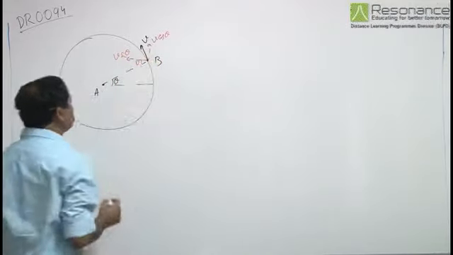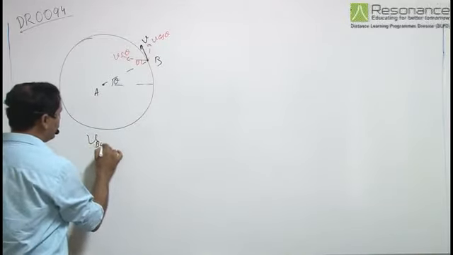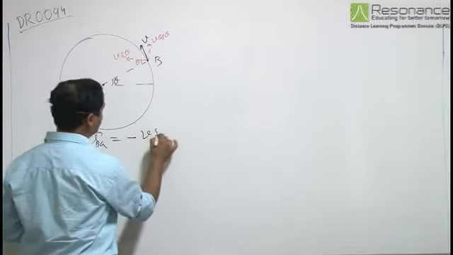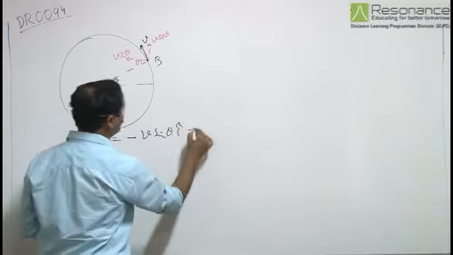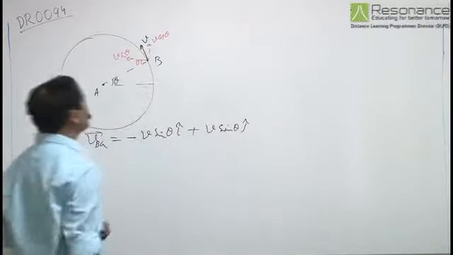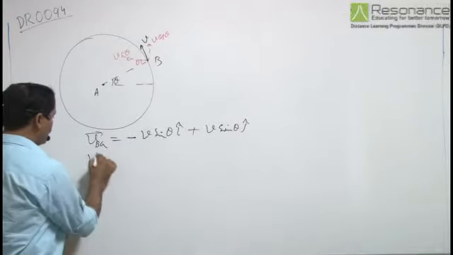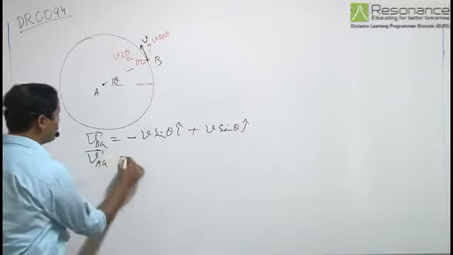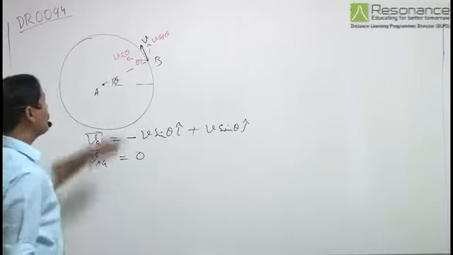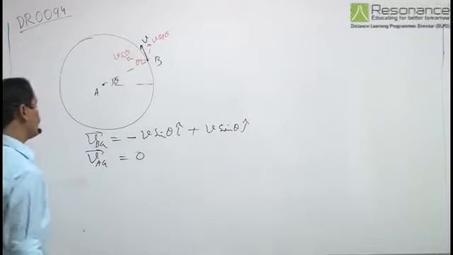This angle is theta. So the velocity of B with respect to ground at a particular instant is minus V sin theta i cap plus V cos theta j cap. This is the velocity of B with respect to ground, and the velocity of A with respect to ground is 0. Now it is asked the velocity of A with respect to B, how it looks.